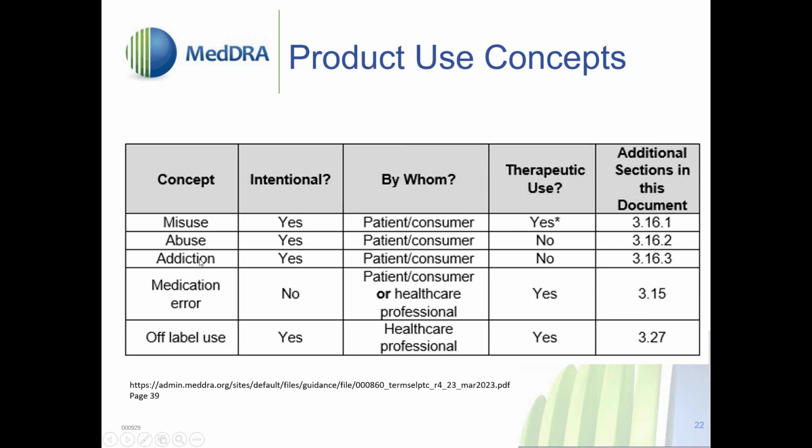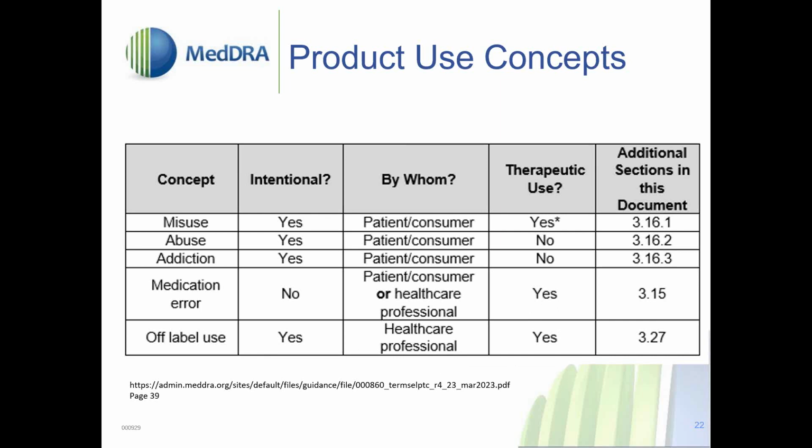So misuse, abuse, addiction are always intentional. They're always triggered, caused by the patient consumer. The misuse is for therapeutic purposes, whereas abuse, addiction are not for therapeutic purposes. A medication error can be caused by either patient consumer or the healthcare professional. It is, of course, accidental, non-intentional, and also happens in the framework of therapeutic use of the product. Off-label use is only triggered by the healthcare professional. It is always intentional and for therapeutic purposes.